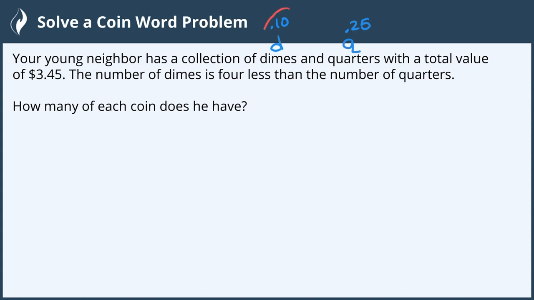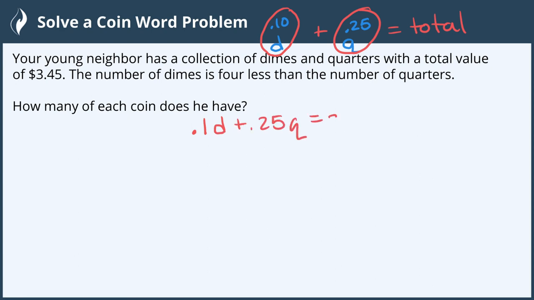If we multiply the value times the number and add them together, we'll get the total, which we were told is $3.45. I'm going to round this to 0.1 D plus 0.25 Q equals $3.45. Now we can translate the second sentence.